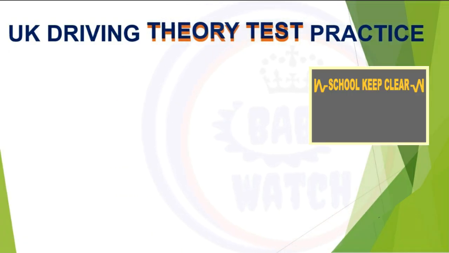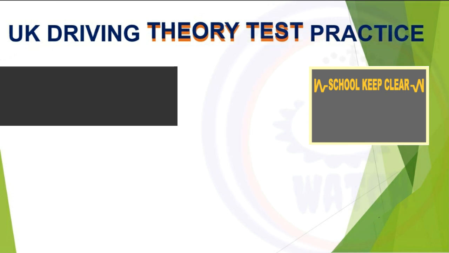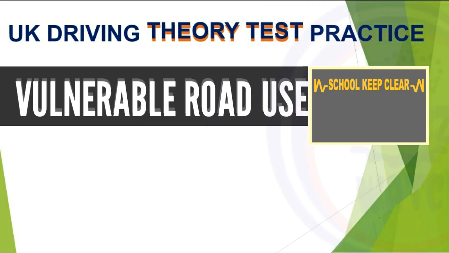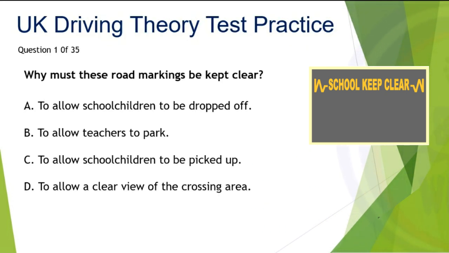UK Driving Theory Test Practice Topic 6. Part 2. Vulnerable Road User. Question 1 of 35. And why must these road markings be kept clear?